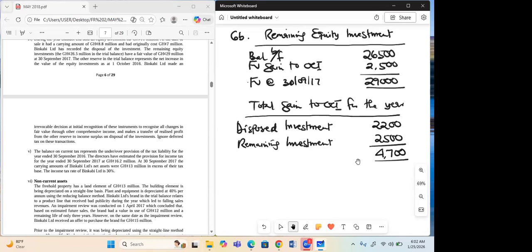And I'm saying that this 4,700 is for the year. So that is what we recognize under OCI. OCI, other comprehensive income, will say gain on available for sale instrument, 4,700 for this year.